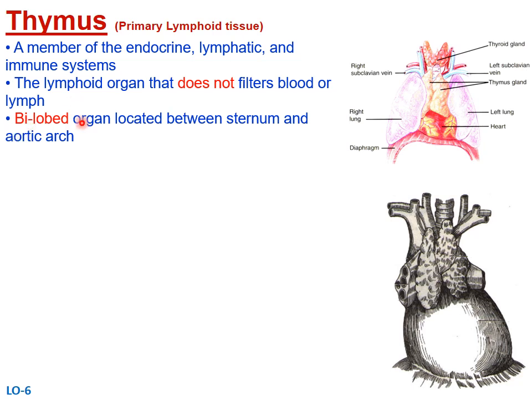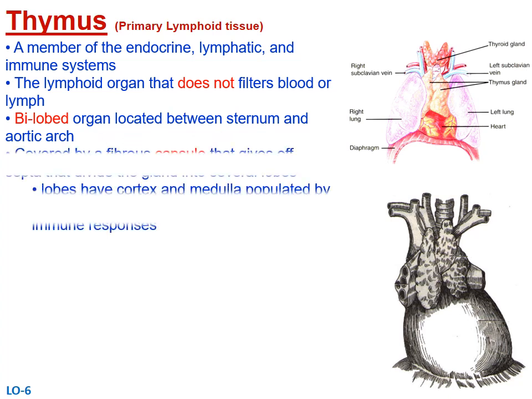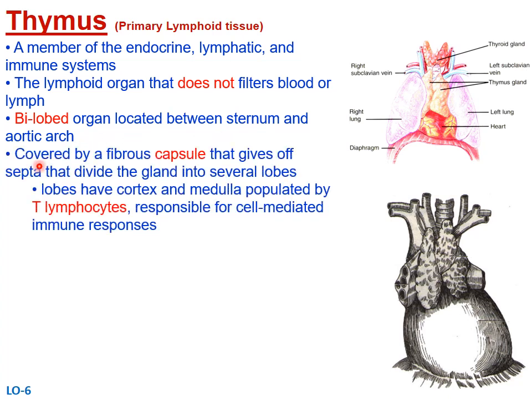The thymus is a bilobed organ located between the sternum and the aortic arch. These are all anatomy things you have to memorize. It is covered by a fibrous capsule that gives off septa that divide the gland into several lobules. The lobes have cortex and medulla populated by T lymphocytes responsible for the cell-mediated immune response. As I told you earlier, the thymus is involved in the maturation of T cells, so in the thymus you will find more mature T lymphocytes.